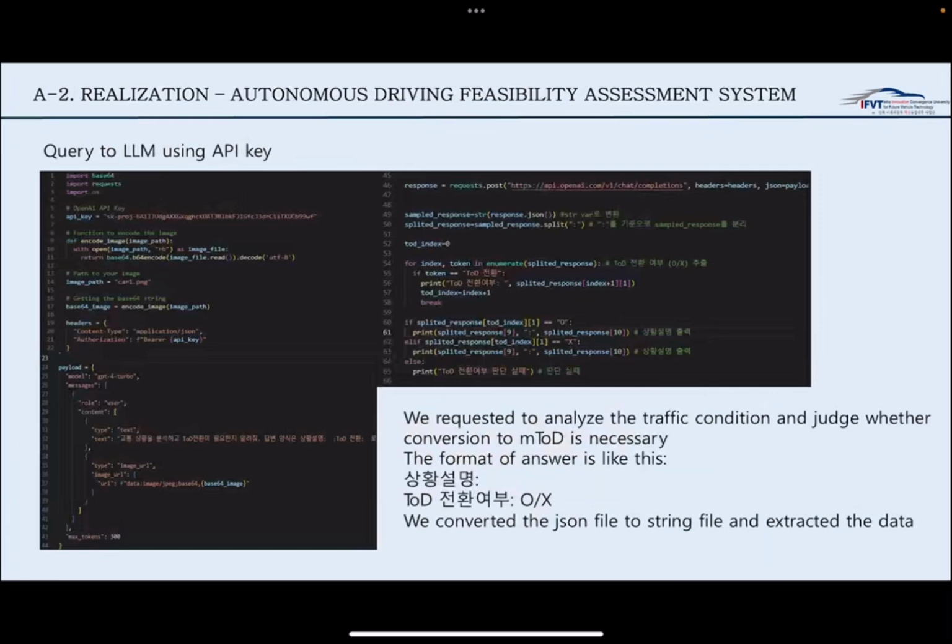The code captures driving video and sends it to the LLM model to inquire about the traffic situation and the necessity of switching to TOD. The LLM model responds with a situational analysis and directs either to switch to TOD or maintain autonomous driving with an OX signal.